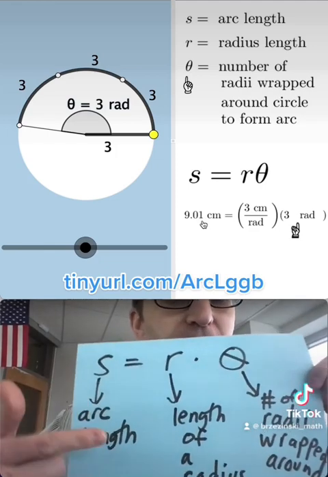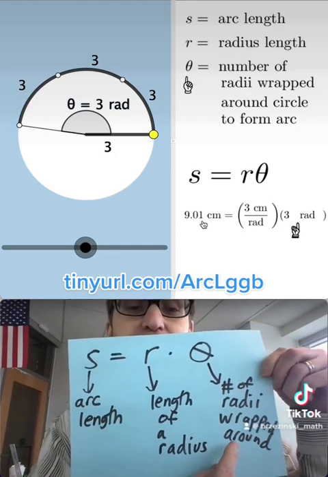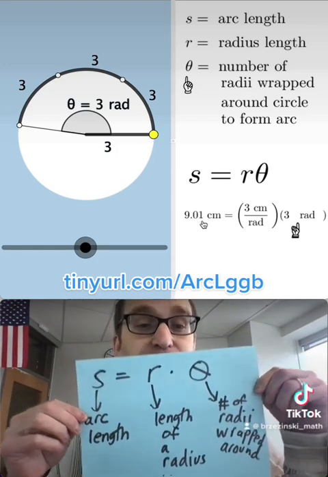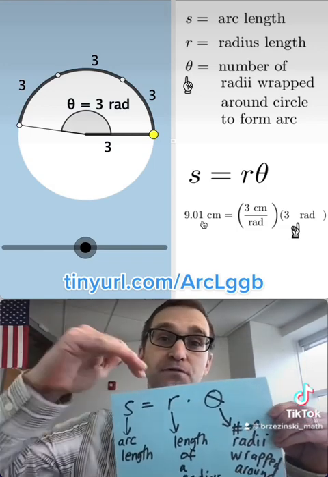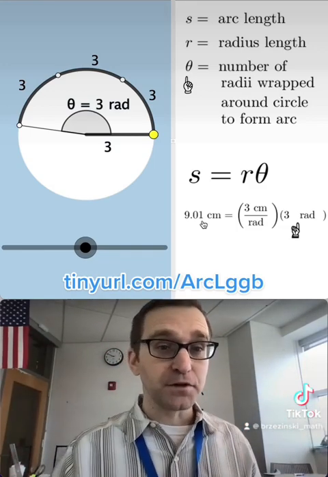If I want to find arc length, simply take the length of one radius and multiply it by the number of radiuses you wrap around. That's what that theta represents. Theta in radians is the number of radii, or the number of radiuses you wrap around that circle to make the full arc. Watch this.